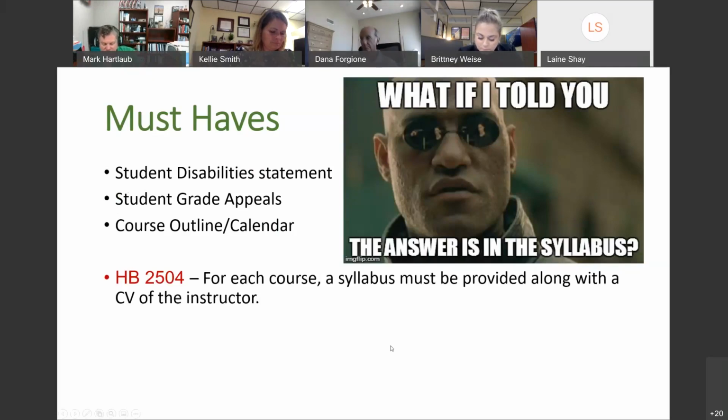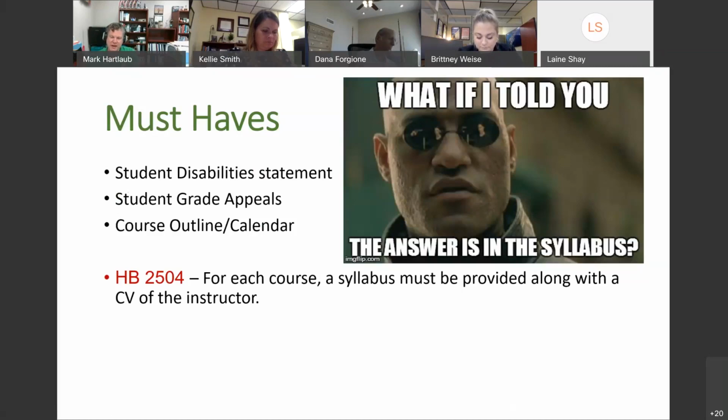Now, House Bill 2504, which is a Texas state law, says that for each course, a syllabus must be provided along with the CV of the instructor. So if you're teaching this fall and you were asked to provide a syllabus early, I think it's in June, you might have been unhappy about that. Well, you're not alone. But this is a law.